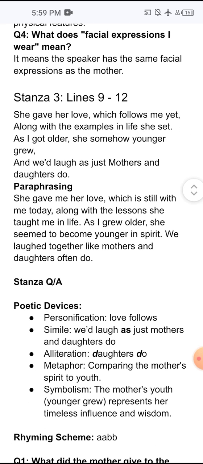Stanza 3, lines 9 to 12. She gave her love which follows me yet, along with the examples in life she set. As I got older, she somehow younger grew, and we'd laugh as just mothers and daughters do. Paraphrasing, so what is it meaning?